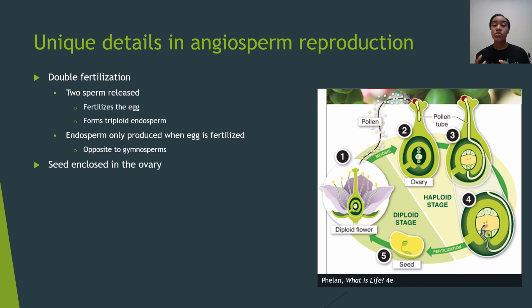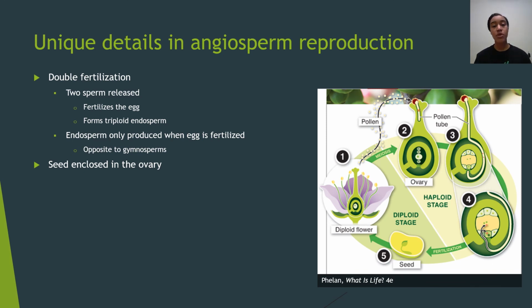And then in gymnosperms, the endosperm of the seed is also already being pre-made. In angiosperms, the process is very different. In angiosperms, they require two fertilization events for a seed to be produced. The first is fertilization of the egg to form the diploid zygote, and the second is fertilization of the endosperm to make a triploid endosperm.